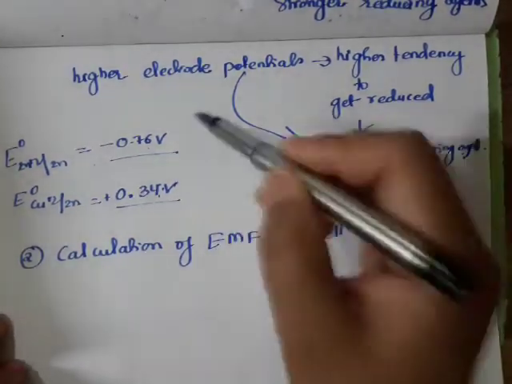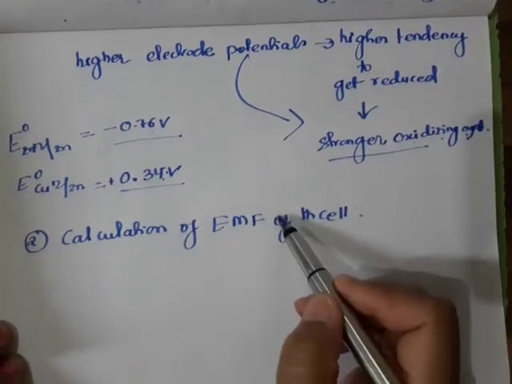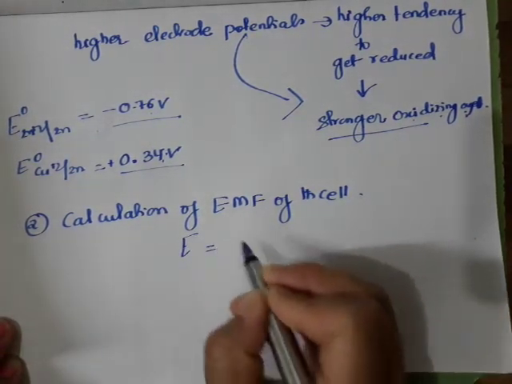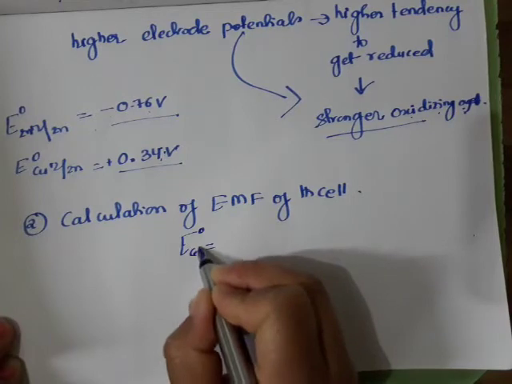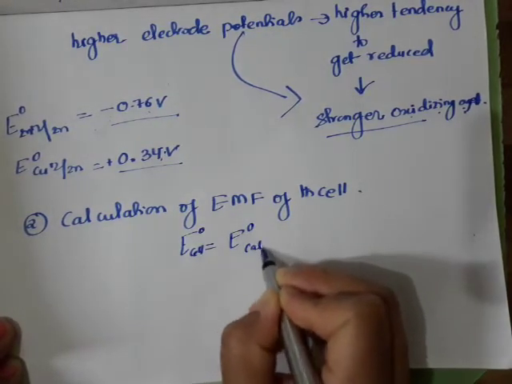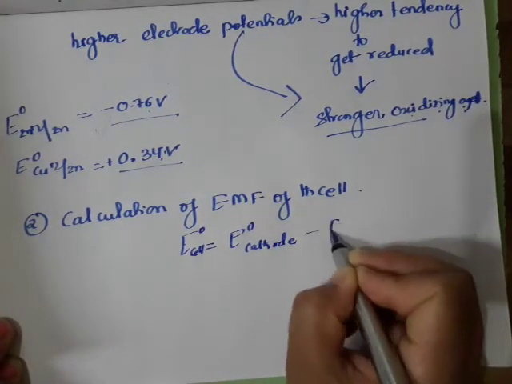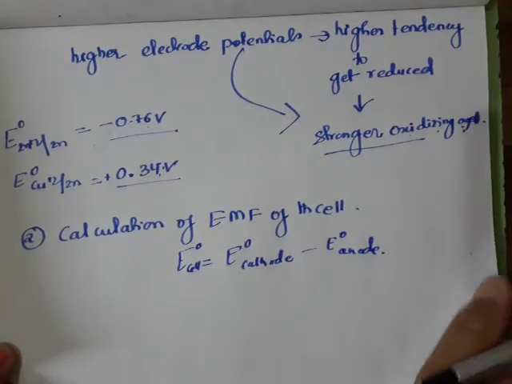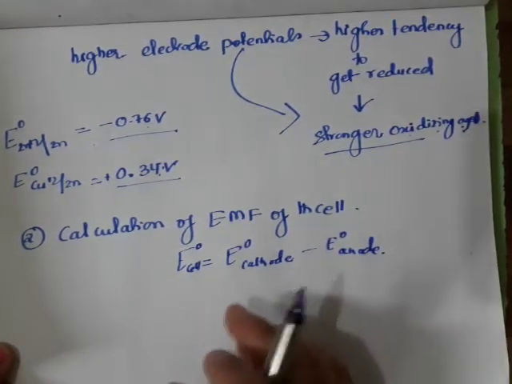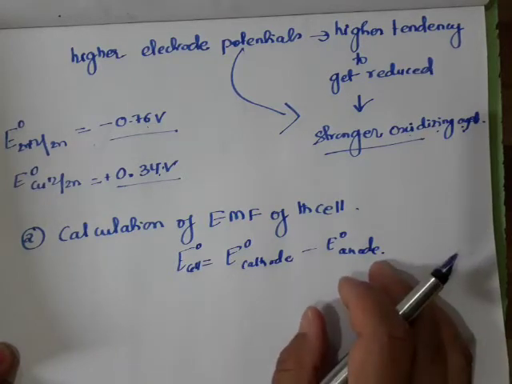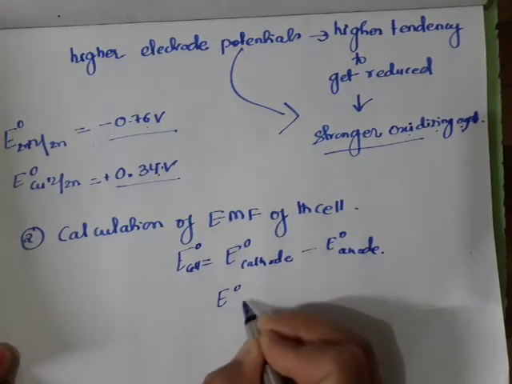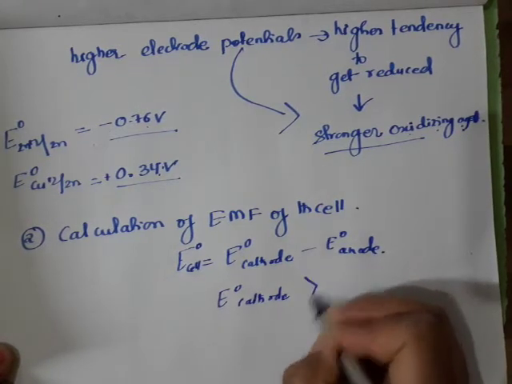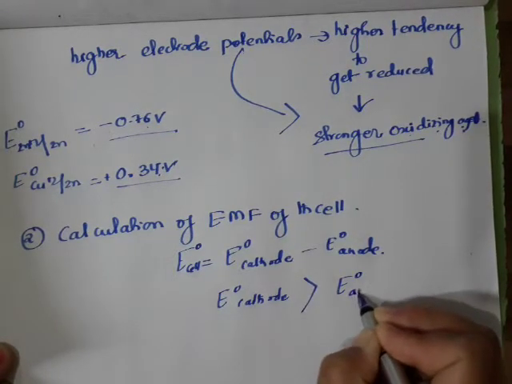Again, the electrochemical series helps us calculate the EMF of the cell. What is EMF? It is equal to E naught cathode minus E naught anode. Now how do we identify which is cathode and which is anode when two are coupled? The value of E naught cathode is always greater than E naught anode.